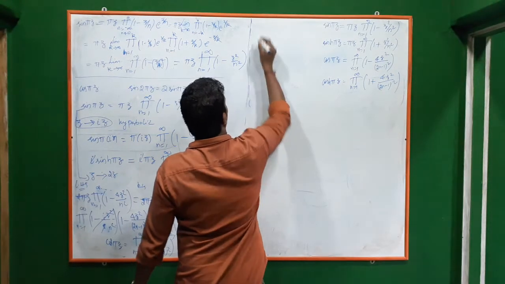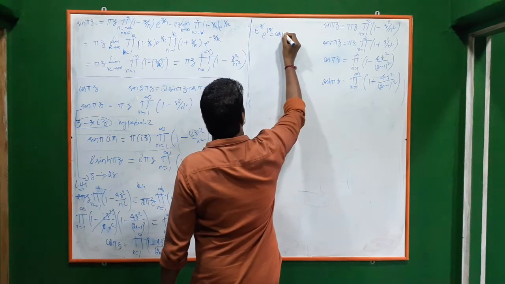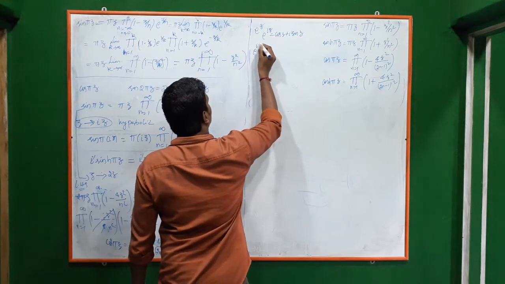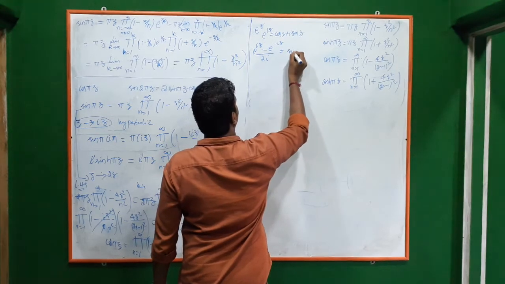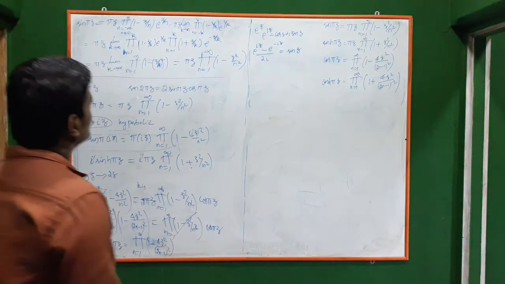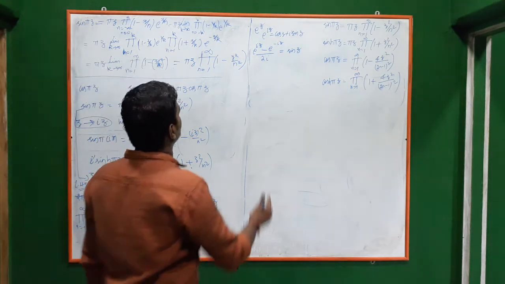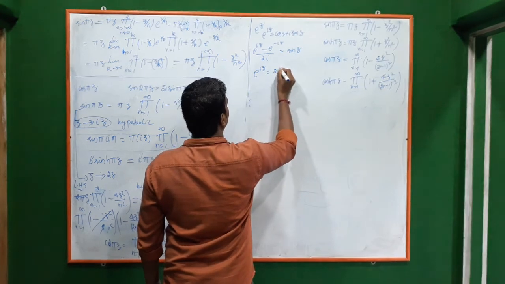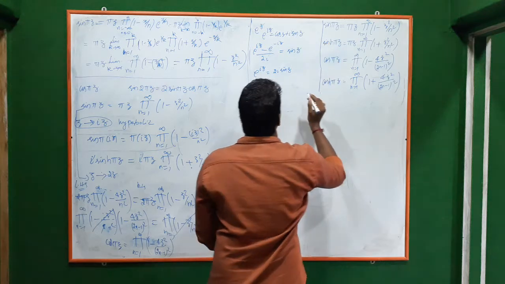Similarly, e power i z. We know that e power i z is cos z plus i sin z. Correct. Use this and find. So we know that e power i z minus e power minus i z by 2i is sin z. Correct. This is the expression for sin z. Here take this e power i z, then this will be 2i sin z.